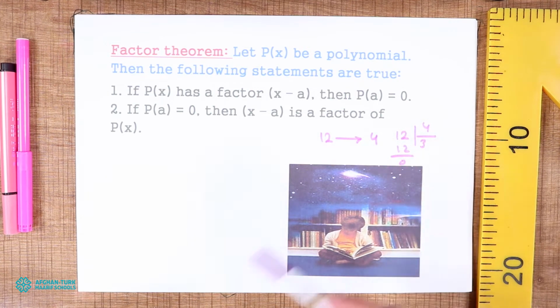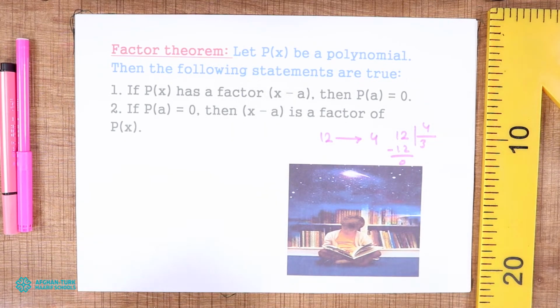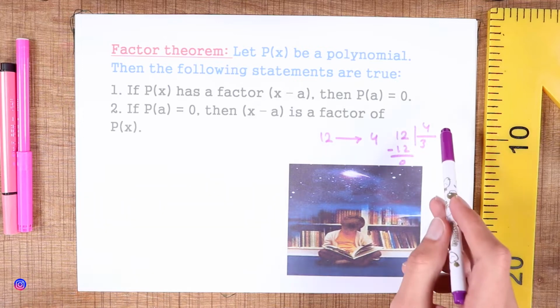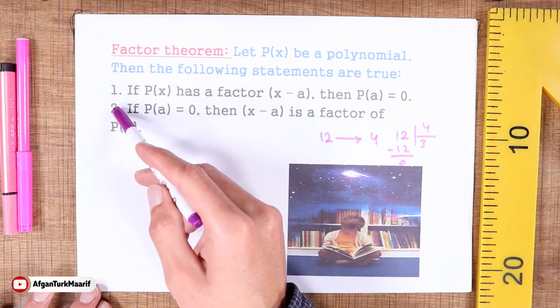3 times 4 will be 12. 12 minus 12 is 0. So anytime when you divide two numbers and the remainder comes 0, you know that the divisor is the factor of the dividend. So in here we say that let p of x be a polynomial. Then the following statements are true. We have two statements here.